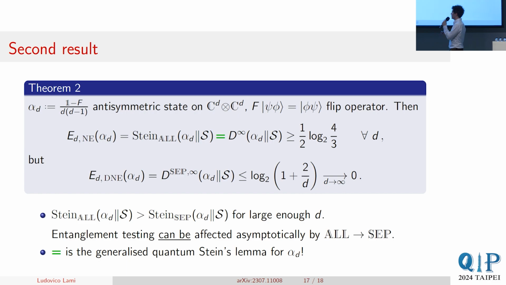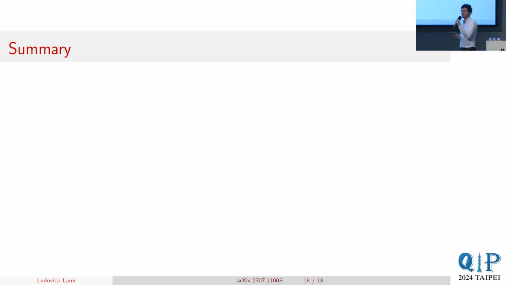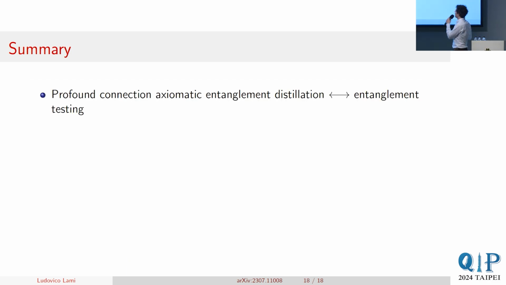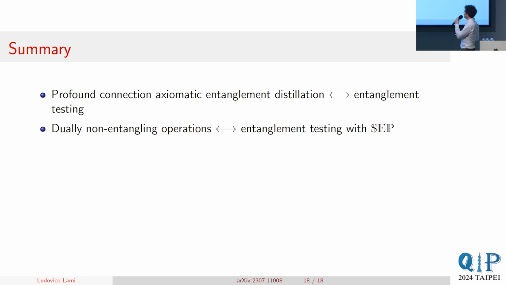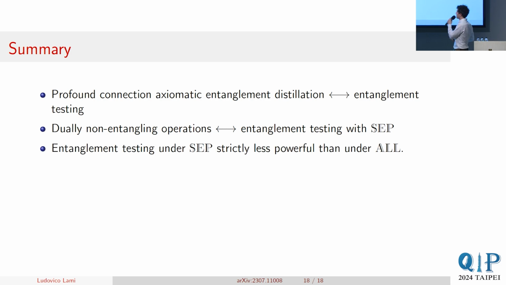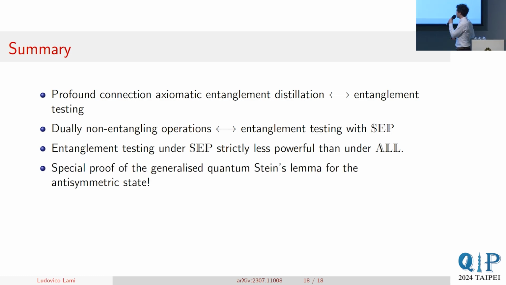Okay, good. I'll just move on to the summary because I think my time's up. Okay, so I hope I convinced you that there is a profound connection between axiomatic entanglement distillation and entanglement testing, and that dually non-entangling operations, and that this correspondence go into entanglement testing with separable measurements. And this can be strictly less powerful than entanglement testing in general. And in particular, we got the special proof of the GQSL for the antisymmetric state. Okay, with that, I thank you very much.